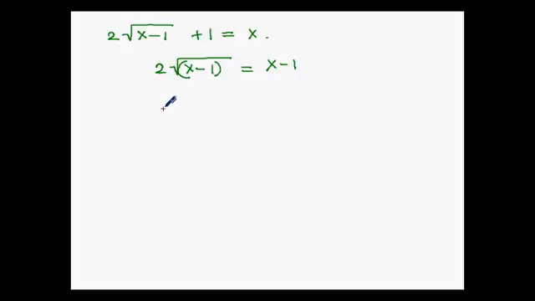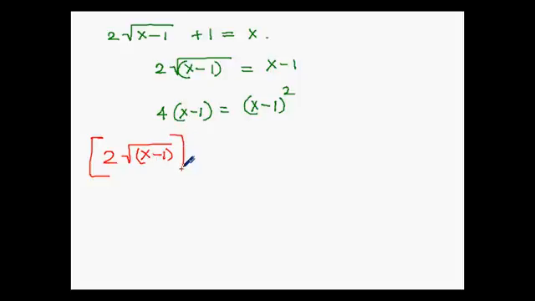When I square both sides, I get 4 times x minus 1 is equal to x minus 1 the whole squared. Now, if you're wondering how I got 4 times x minus 1, let's quickly go over this. 2 times radical x minus 1, when you square the entire expression, you get 2 the whole squared times radical x minus 1 the whole squared.